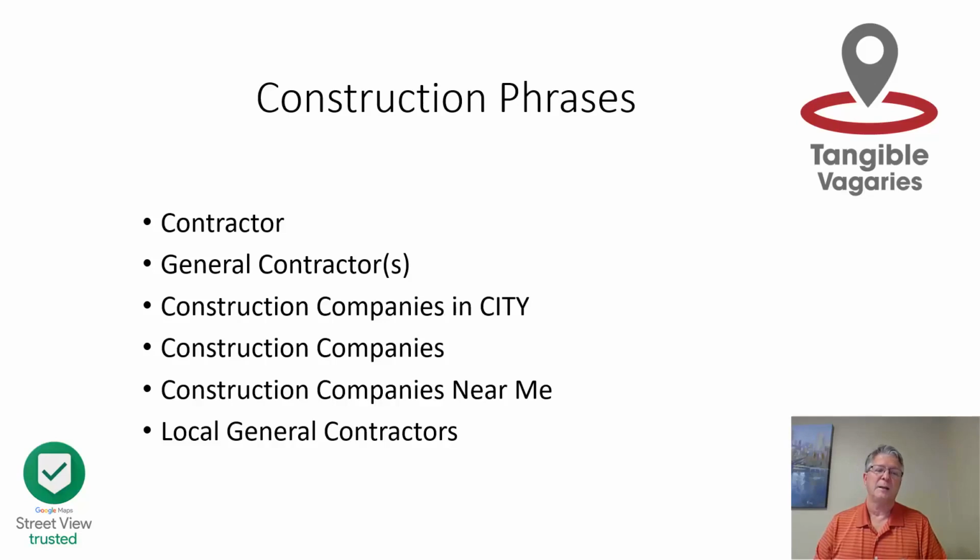But I just wanted to show you some things that you could try to optimize on your website. The number one term is contractor. The next one is general contractor, and you notice here that this one can be plural or not plural. The next one was construction companies in Chicago in this case, but you could put in your city name there.